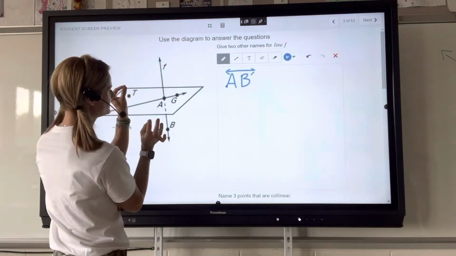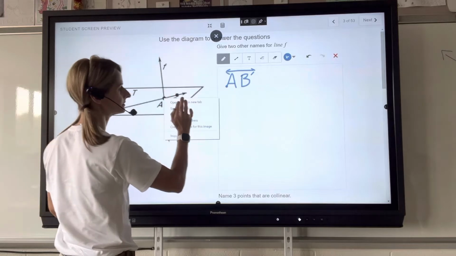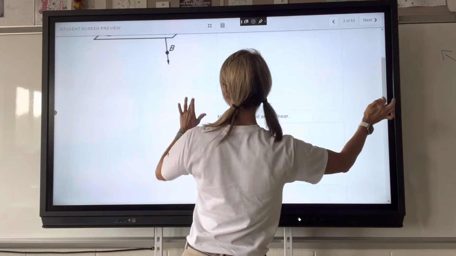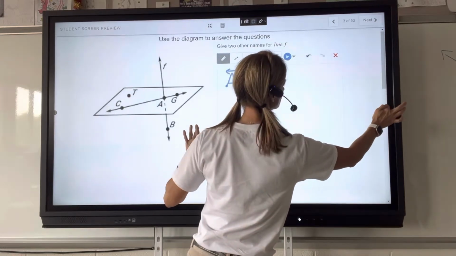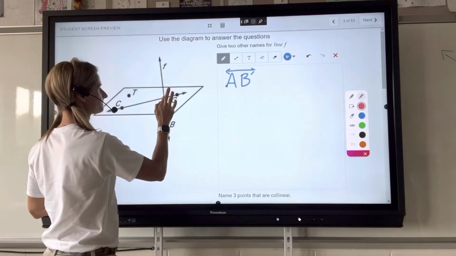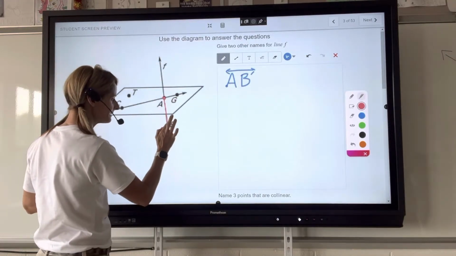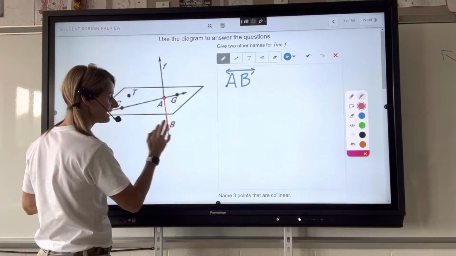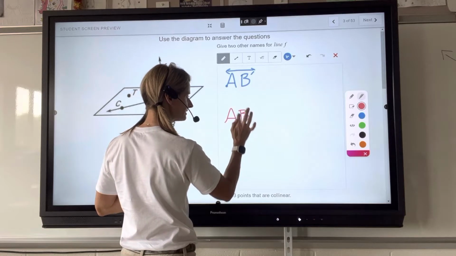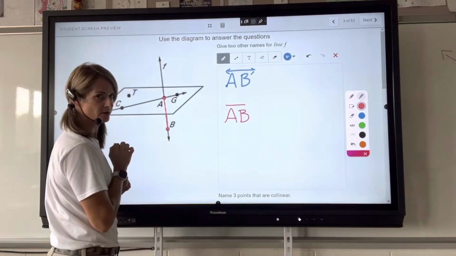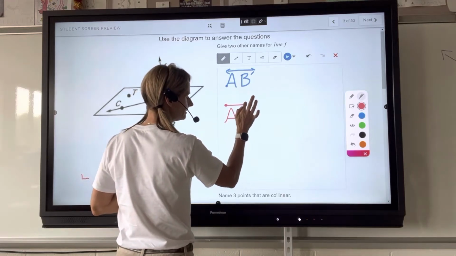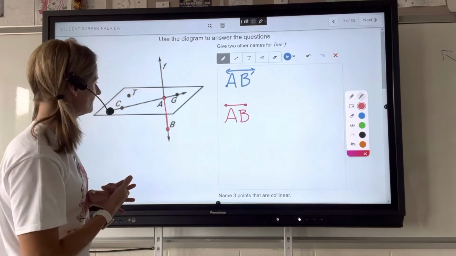If we wanted to talk about the segment that starts here and stops here, not the line, the actual line segment, then we would name that with the same two letters with a line over the top, no arrows. Occasionally you'll see the endpoints as well in the notation, but you don't have to see that.